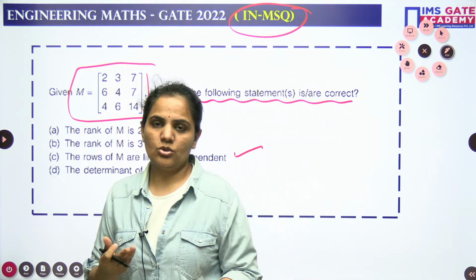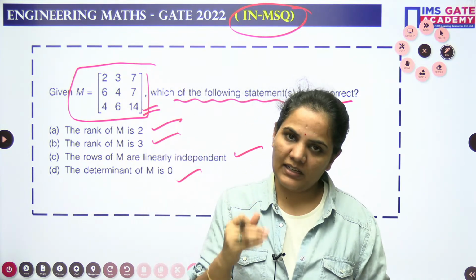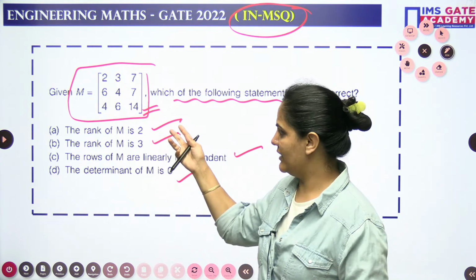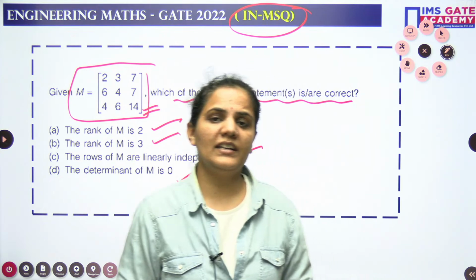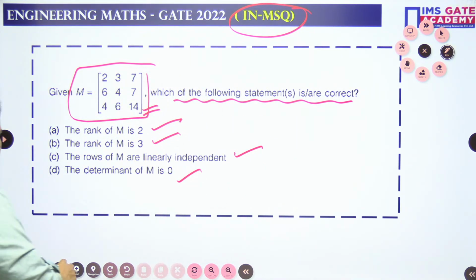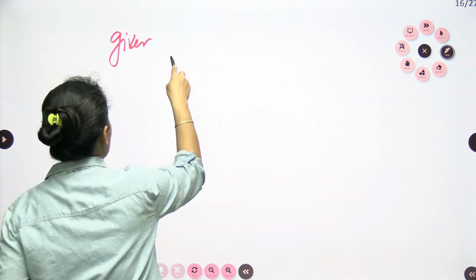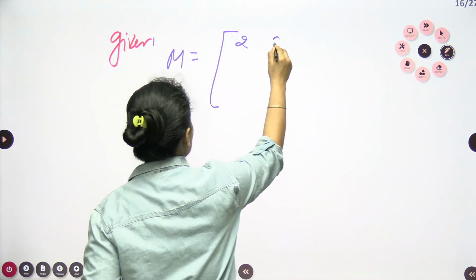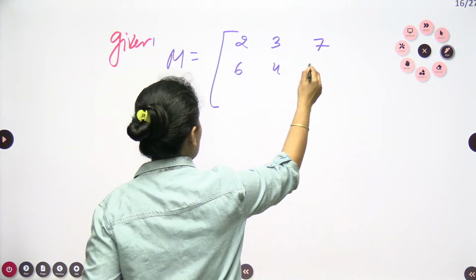So ultimately, first of all, we need to find the determinant, and the rank depends on the determinant. Then you can identify whether the rank is 2 or 3, and very easily identify whether all the rows are linearly independent or not. So let's approach it. I will write down the matrix directly. Given the matrix M equals 2, 3, 7. Next is 6, 4, 7.